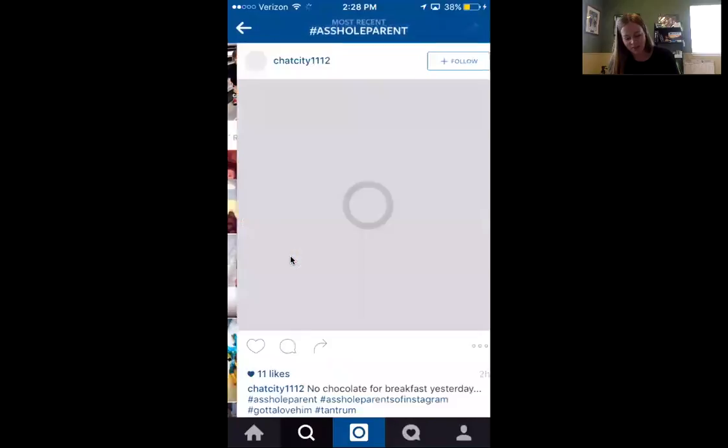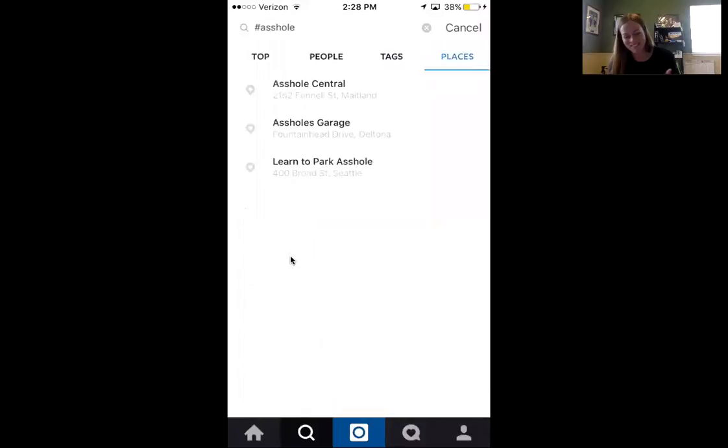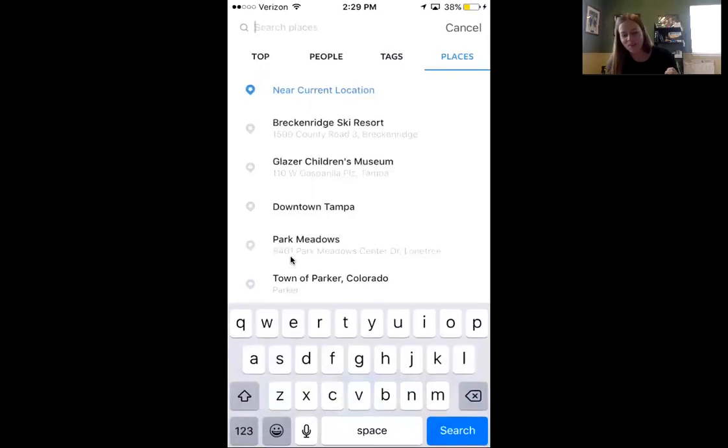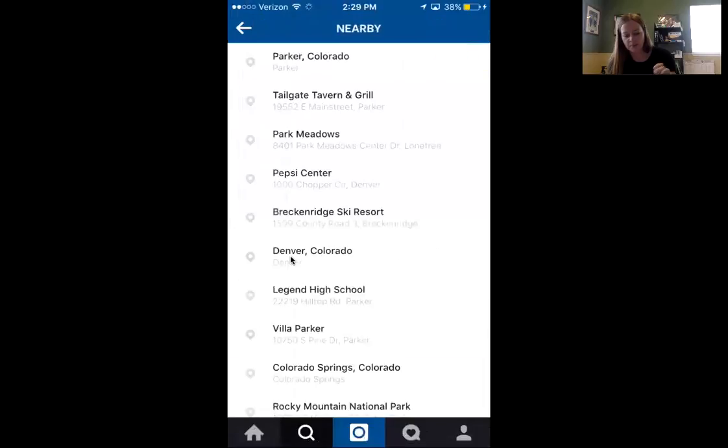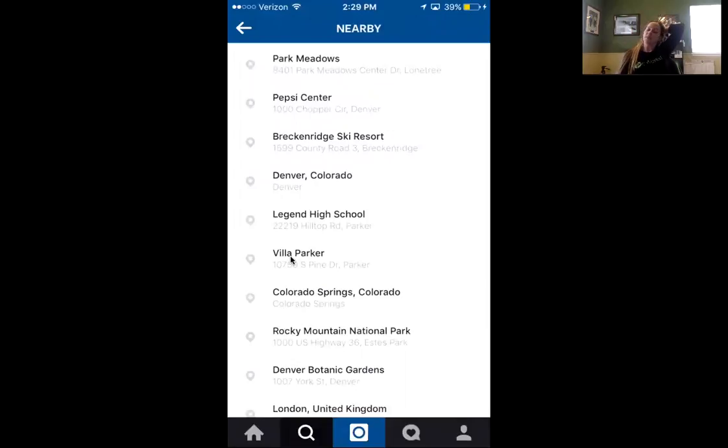You can also do it by places. So you can search for places. You can go to places near me. That's how, a lot of us say we have distributors from all over the country, but we don't have any that live near us. Well, if you follow a bunch of people that do live in your area, then the possibility is better that you'll have distributors close by.